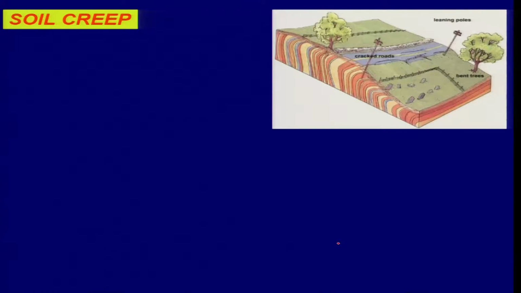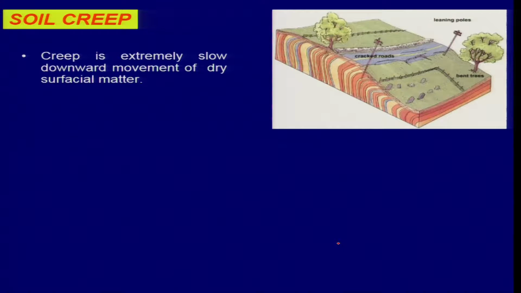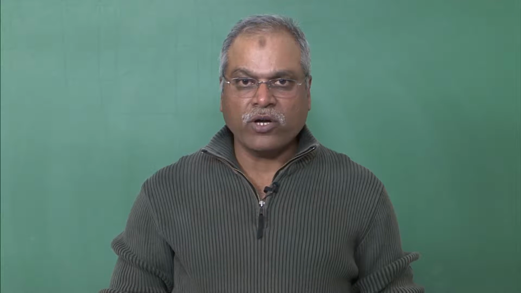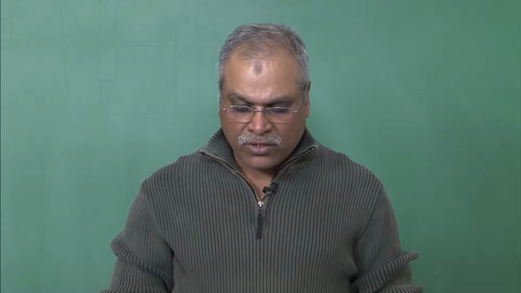Then another example is soil creep. This is an extremely slow downward movement and it will take time to be observed on the surface, but in some locations we can easily make out if we are getting some cracks coming up, or there is tilting of lamp posts or trees, which are the indicators of creep going on in that area. And this is extremely important for civil engineers to notice.